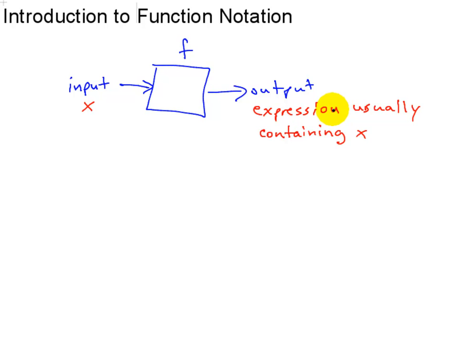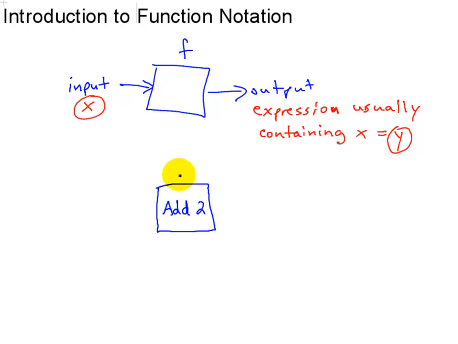Okay? Now this entire expression is usually called the y value. So you have an x as your input and a y as your output. And y equals the expression containing x, the entire expression. Okay, so let's take a specific example. Let's look at the example where f is the machine. Let's call it the add 2 machine. Okay? So here's f. Let's say our input to the machine f is x.